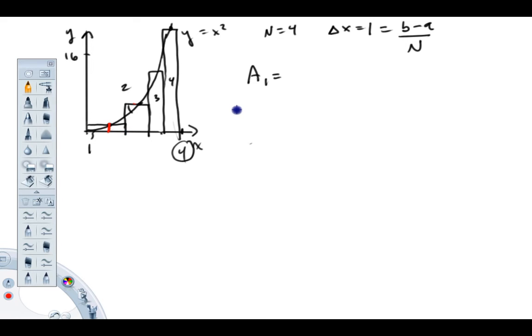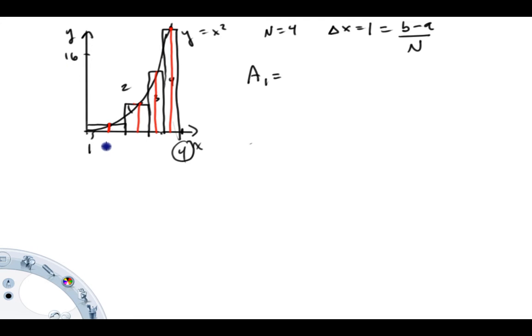The area of the second rectangle is going to be this height, and again times 1. Area of the third rectangle is this height, and again times 1. Area of the fourth rectangle is this height, and again times 1. Now to get those heights, we're going to get those from the function values.